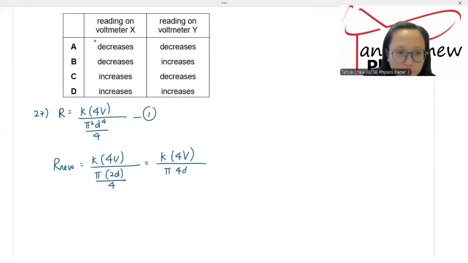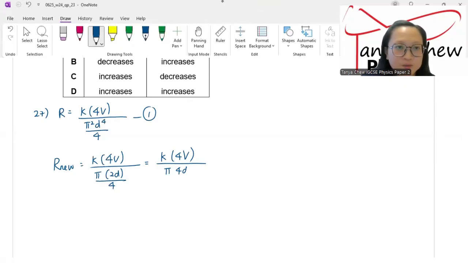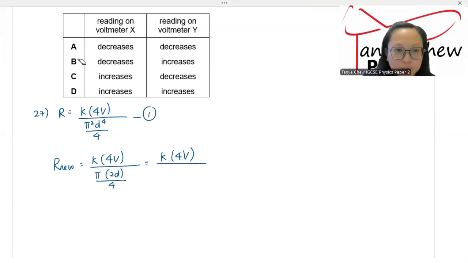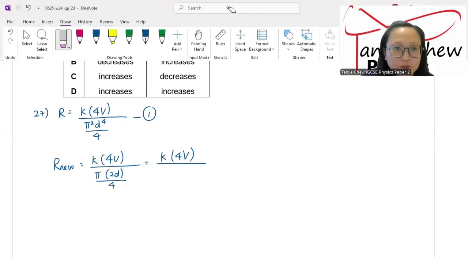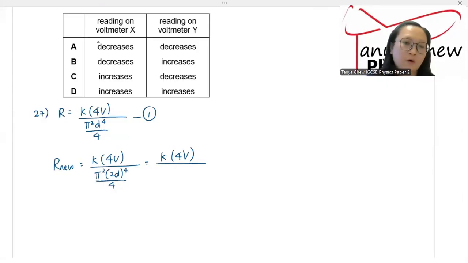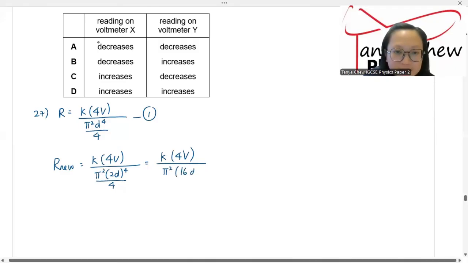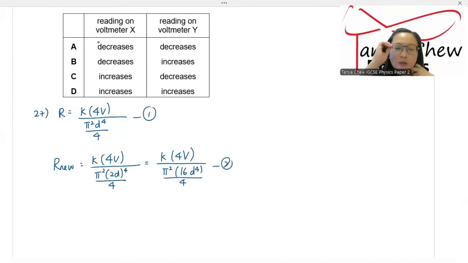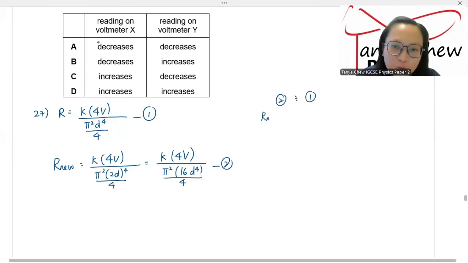Beware when you solve this type of question. Even me, myself, also, I make careless mistakes. So I have to make sure that, okay, this is correct. Pi, okay, to the power of 4. Could you see that? Pi square. So this is pi square. 2d to the power of 4, you get 16d to the power of 4 over 4. Second equation. Now, I want to use the second equation, divide the first equation to solve these two simultaneous equations.